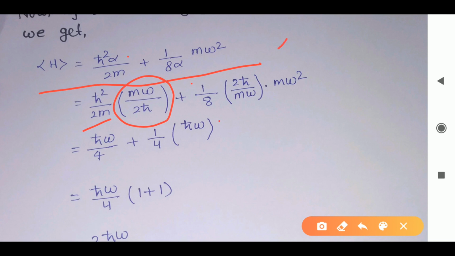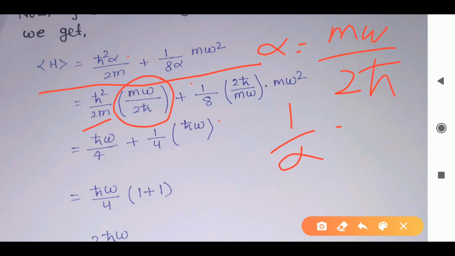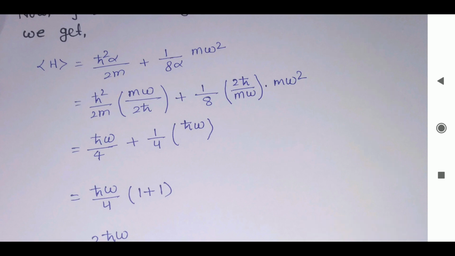So alpha value is what? m omega upon 2h cross. So 1 upon alpha will be what? 2h cross upon m omega. Clear? So this we will get into m omega square as it is.